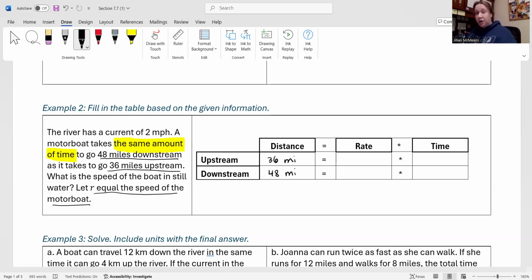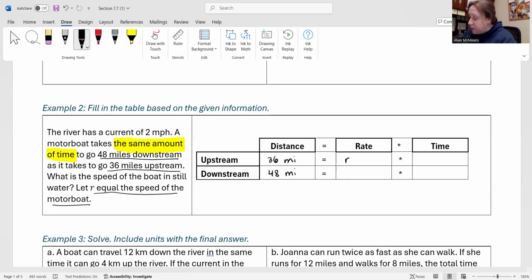We know that we're going to let R equal the speed of the motorboat. When you're dealing with these uniform motion problems, you're going to have something moving: a boat, a person, a car, an airplane. The thing that is moving, you always start with that, and then you apply some action on that. In this case, we have the speed of the motorboat, and then we see how the current impacts that speed.